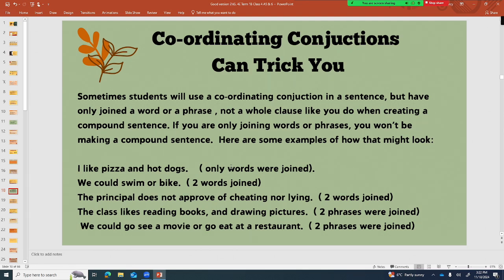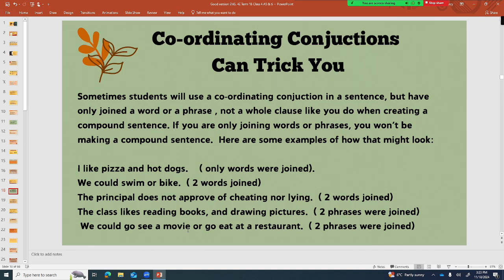The principal does not approve of cheating nor lying. All right, that's a nice long sentence, but it's still really only a simple sentence. I've told you that the principal doesn't approve of cheating nor lying. It's just words. I haven't joined two whole sentences together. The class likes reading books and drawing pictures. Now this is longer, but I've joined phrases. Reading books is the one phrase. Drawing pictures is the other phrase. I haven't got a subject on both sides, so it can't be a compound sentence.